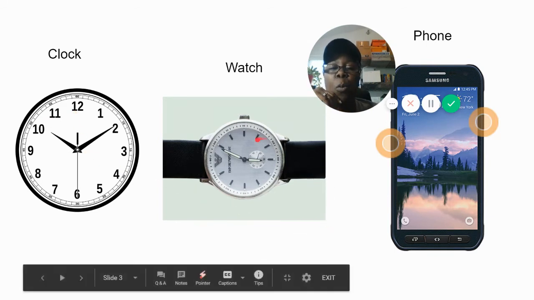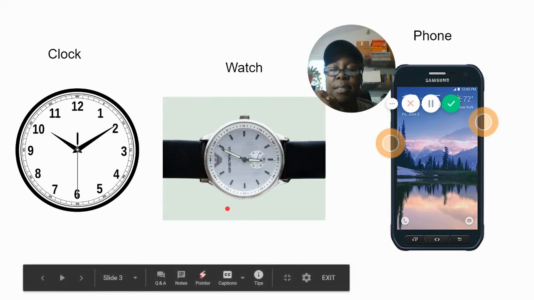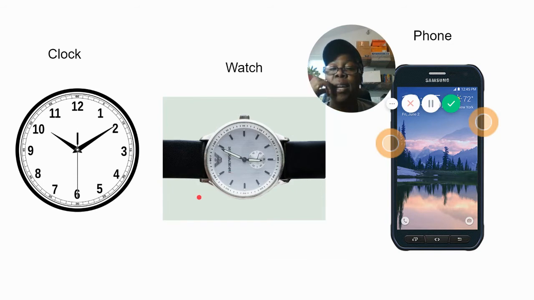We might also have a watch. A lot of people still wear watches, you know. My husband, he wears a watch for different reasons, you know, to tell time, but also to keep track of different activities that he's doing, right? So you might have a clock, you might have a watch.